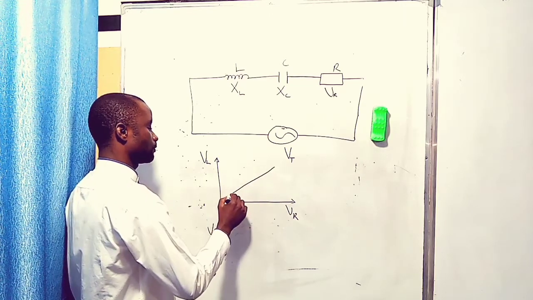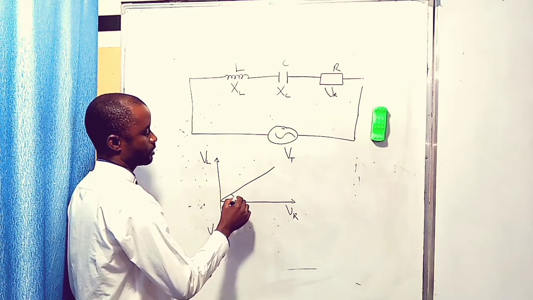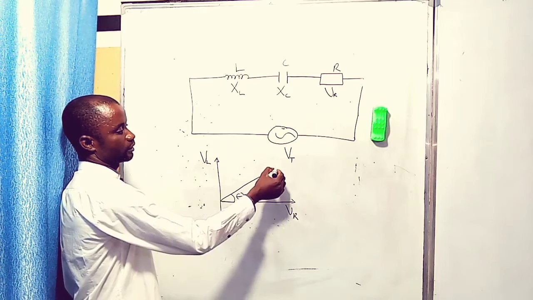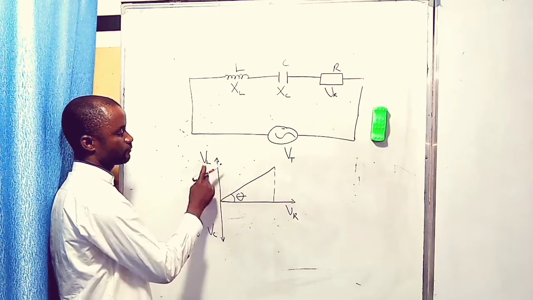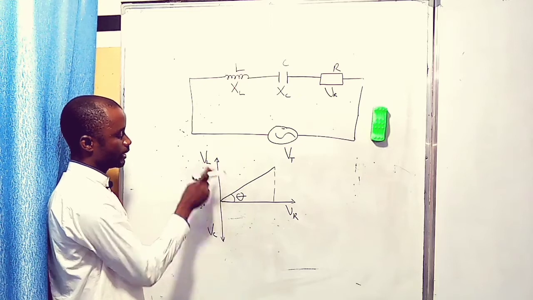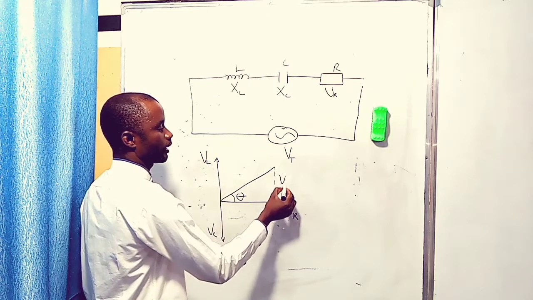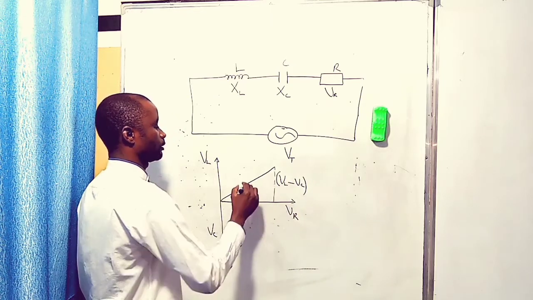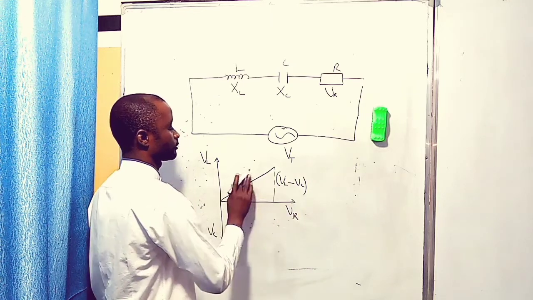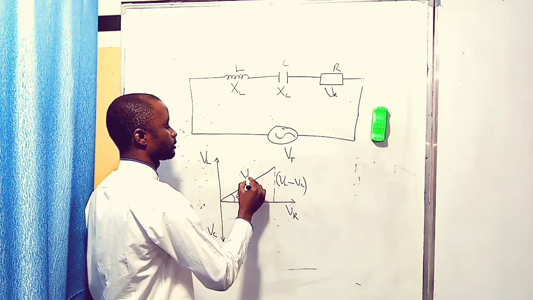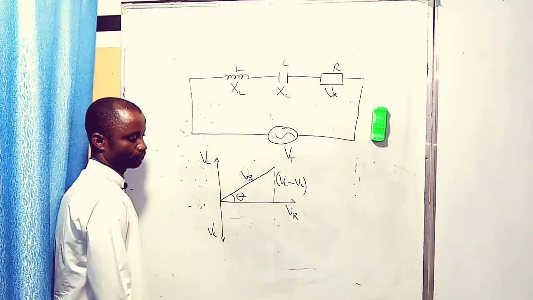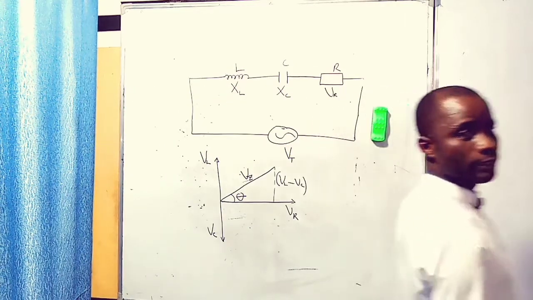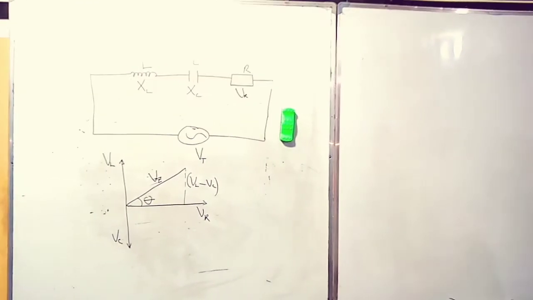And then this is what we call the phase angle theta. And the distance between the VL and VC here will be VL minus VC, where this is VZ, that is V total. Now let's use Pythagoras theorem to explain the concept further.